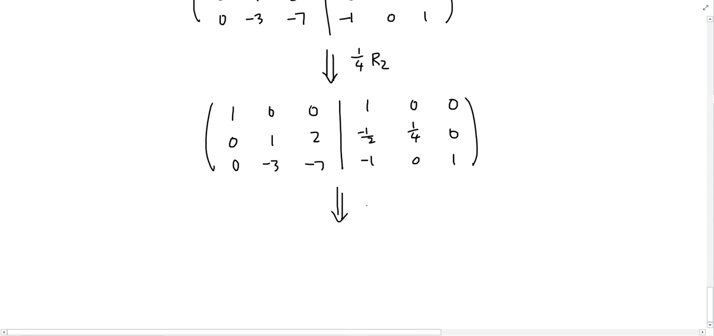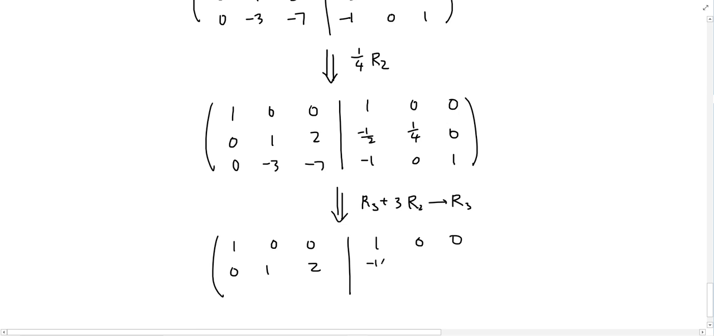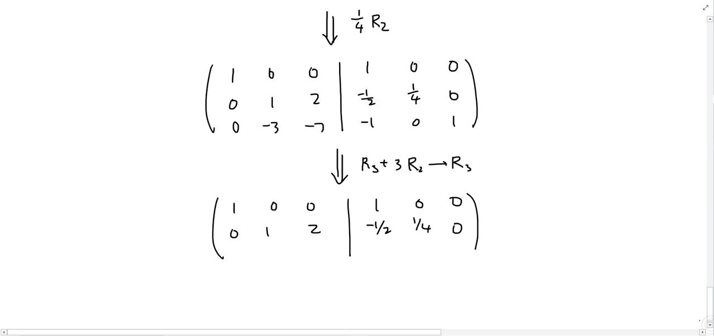So the next thing I'm going to do is take row 3 plus 3 row 2, and that becomes my row 3 again. Row 1 is already done, so I'm going to leave it alone. Row 2 is also done for now, so I'm going to leave it alone. Row 3 is what I have to work with. So that becomes 0, that becomes 0, and 3 times row 2 plus row 3 gives me -1 on this one.